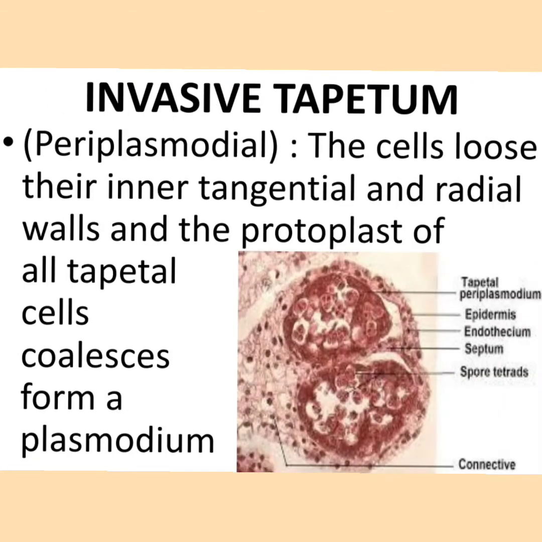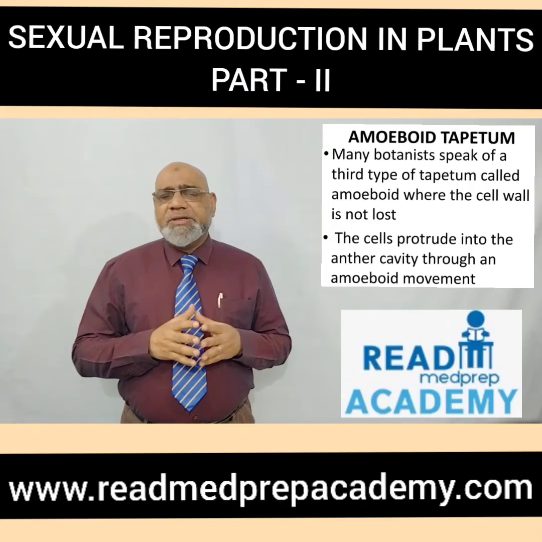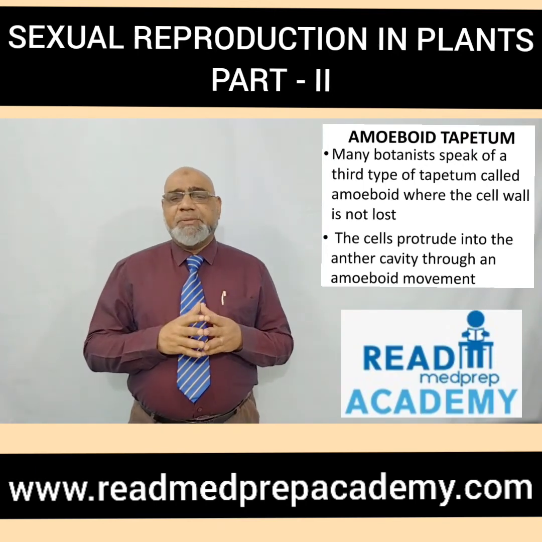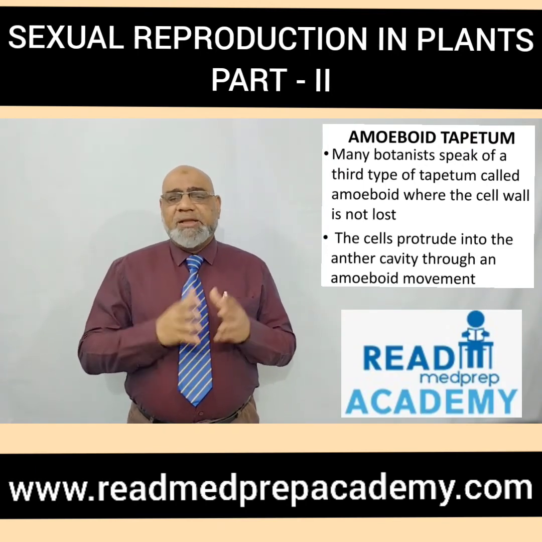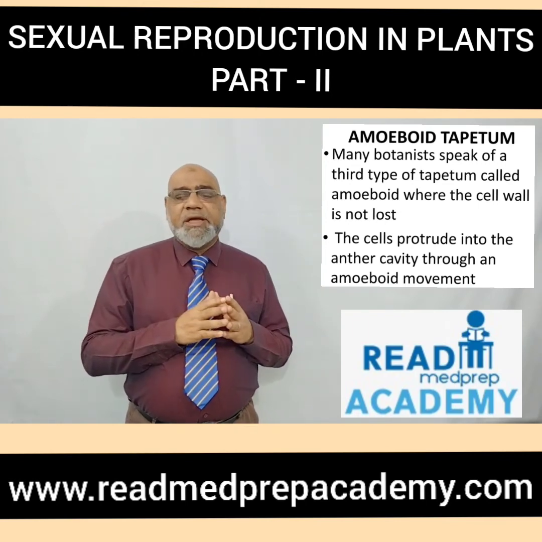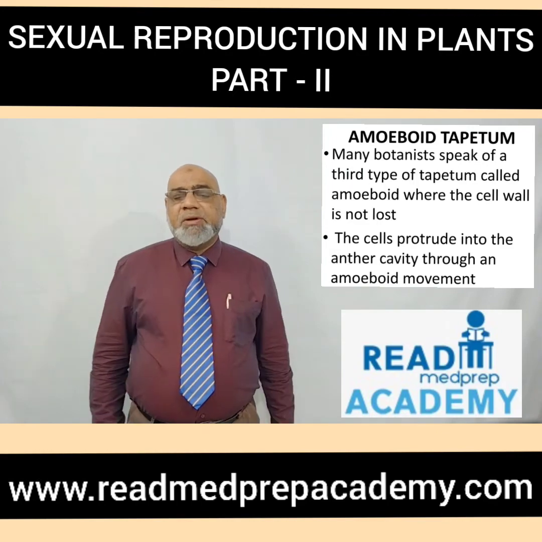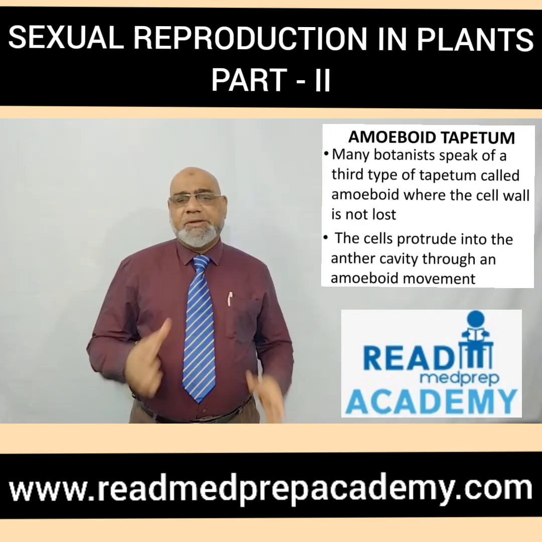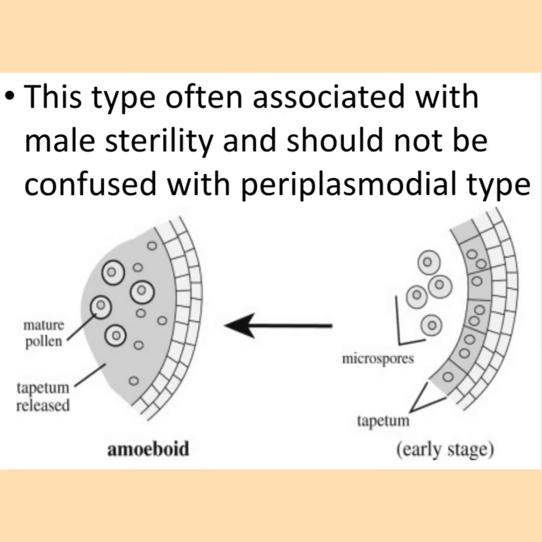Invasive tapetum is also called periplasmodial tapetum, where the cells lose their inner tangential and radial walls and the protoplasts of the tapetal cells coalesce together to form a plasmodium. Many botanists speak of a third type of tapetum called the amoeboid tapetum, where the cell wall is not lost. The cells protrude into the anther cavity and move through amoeboid movement. This type is often associated with male sterility and should not be confused with the periplasmodial type.